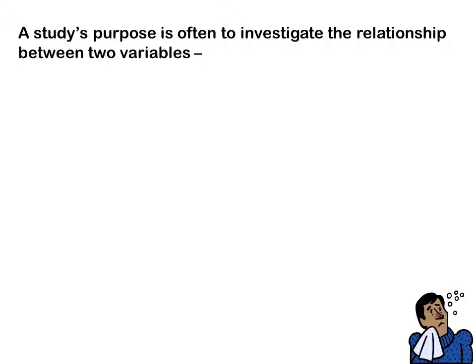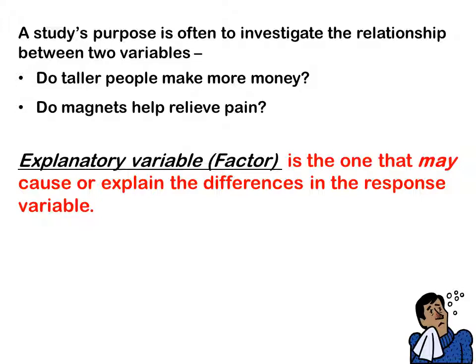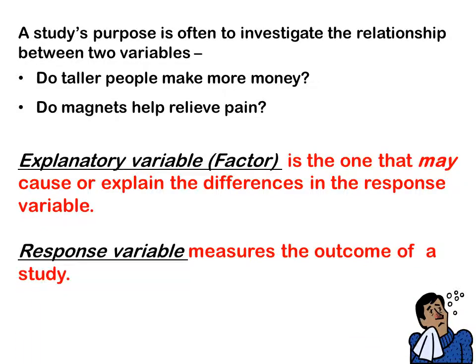A study's purpose is often to investigate the relationship between two variables. For example, do taller people make more money? Do magnets help relieve pain? Both of these questions have two parts. They have an explanatory variable, also known as a factor, which is the one that may cause or explain the differences in the response variable. The other is obviously the response variable. This measures the outcome of a study.